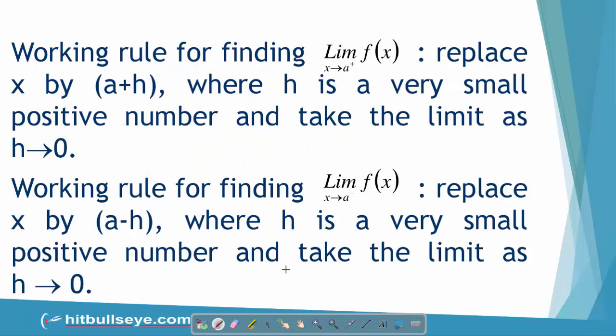Now these are the working rules for finding out the right hand limit and the left hand limit. The working rule for finding the right hand limit is to replace x by a plus h, where h is a very small positive number, and then take the limit as h approaching 0. To find the left hand limit, we replace x by a minus h, where h is again a very small positive number, and we take the limit as h approaching 0.